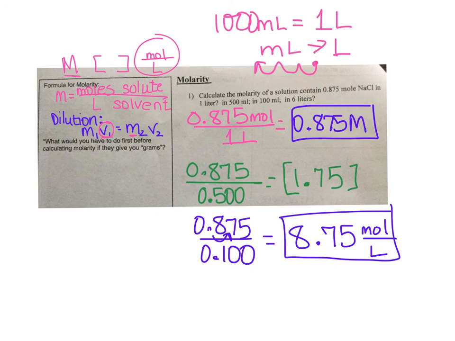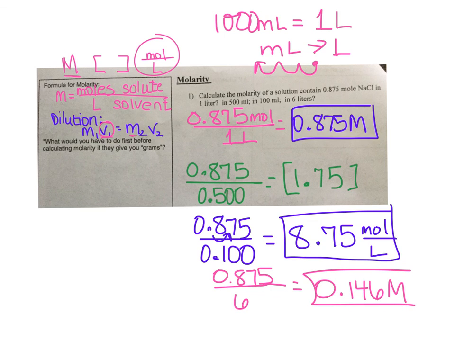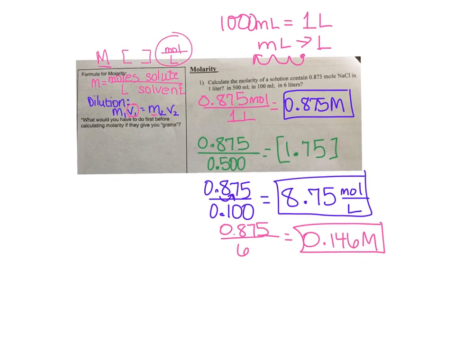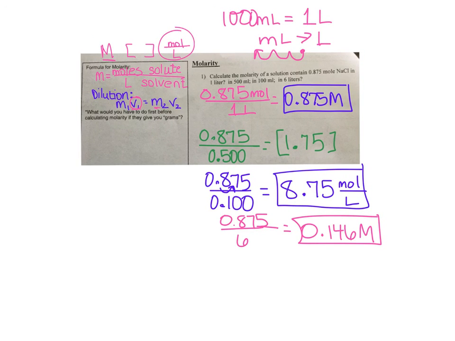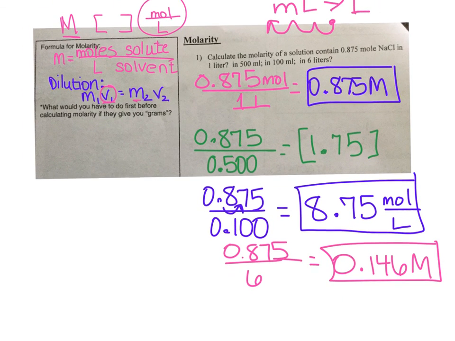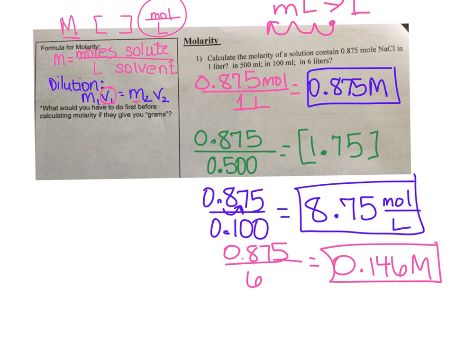Then your last one, you guys can pick whatever you want. All right, so the last one is 0.875 divided by 6 liters, and that comes out to be, good, 0.146, and I'll put a big M again. Okay? All right. Are there any questions on how to use it? We're all okay. Sweet. Okay, so you'll probably never get anything that easy.